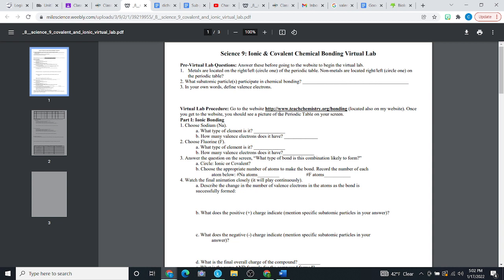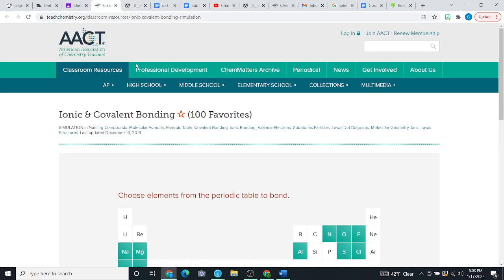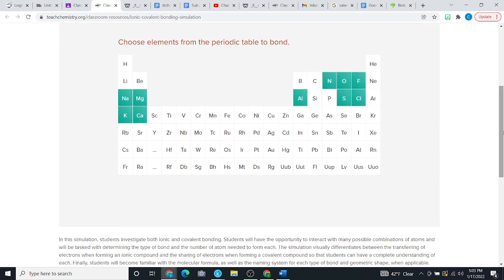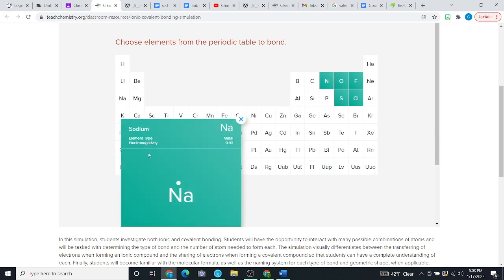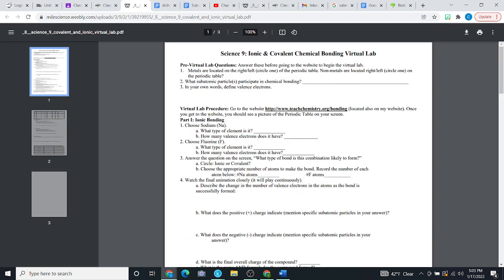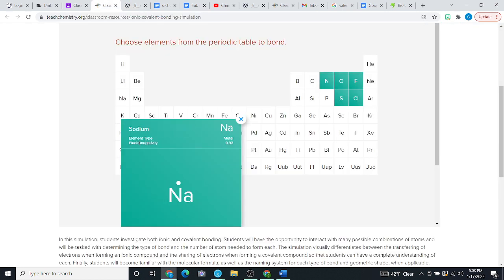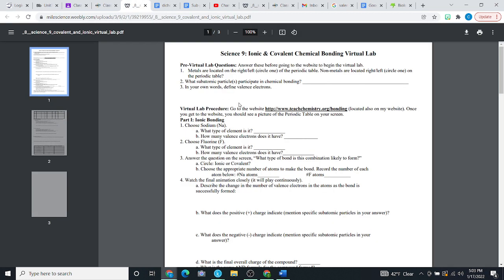All right, so let's go to the virtual lab. I'm going to walk through this first one with you, and then you guys can go from there. So it says choose sodium. Let me pull this down. I'm going to click on sodium, which is Na, and this box pops up. Now, this is going to help you answer these questions. What type of element is it? Well, you're going to find that the element type is a metal. So that's what you're going to write down.